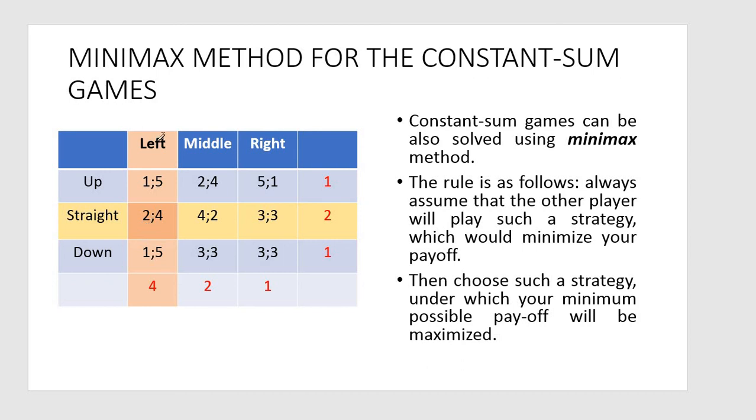For the second player, if she goes left, the worst possible outcome is 4. If she goes middle, the worst possible outcome is 2. If she goes right, the worst possible outcome is 1. So the second player has to choose the strategy with the maximum worst possible outcome, or 4. So the second player shall choose left, the first player should choose straight, and on the intercept we have the equilibrium. By the way, if you try to solve this game using the Nash equilibrium concept, like best response analysis, it will still give you the same result.